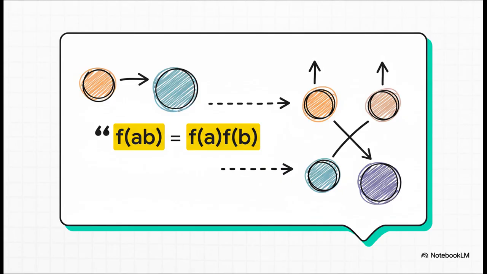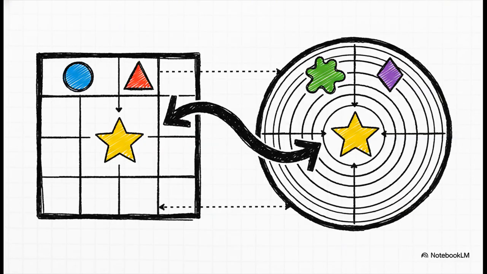So this little formula here, this is the absolute heart of it all. It looks simple, but it's so powerful. What it's really saying is this. It doesn't matter if you combine two things in your first group and then use the map to see where the result goes. You'll get the exact same answer as if you map the two things over first and then combine them in the second group. And that, right there, is what we mean by preserving the structure. The way things interact, the results you get, the fundamental rules of the game, they're perfectly mirrored in both groups. The translation isn't just good, it's flawless.